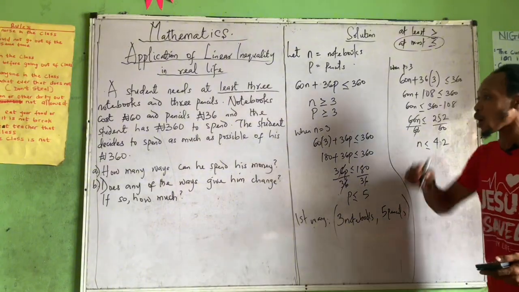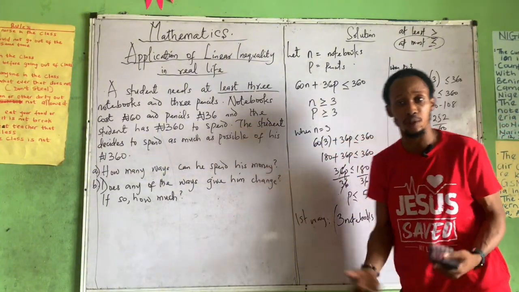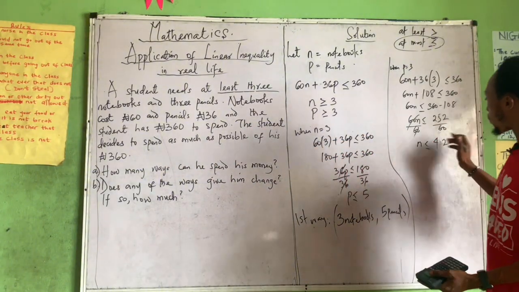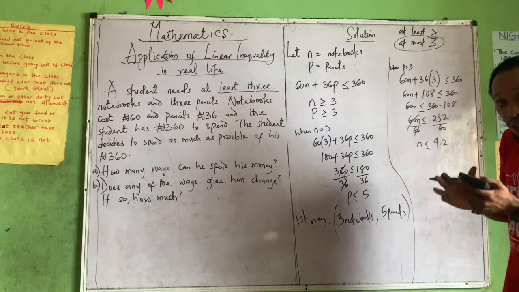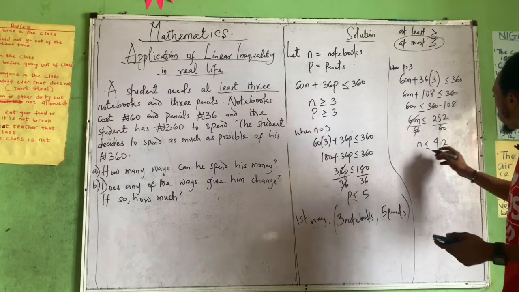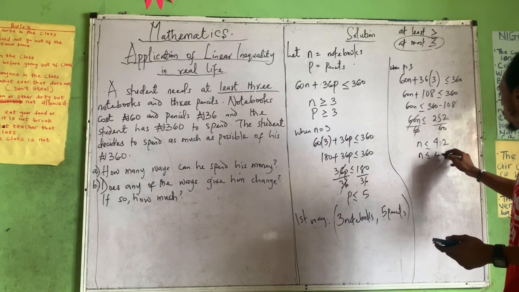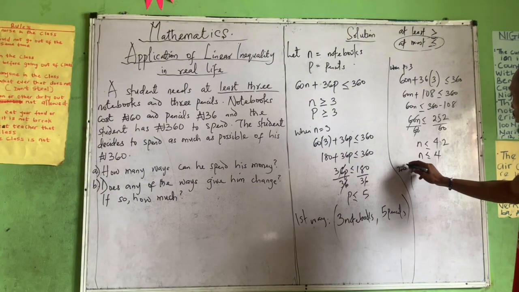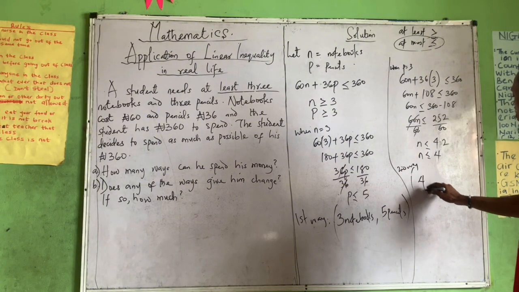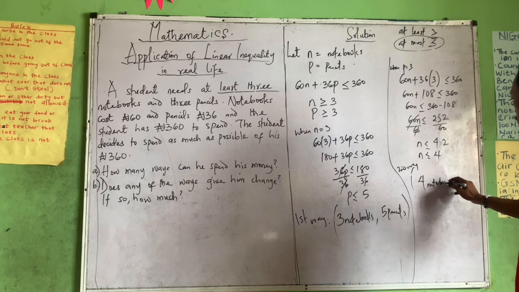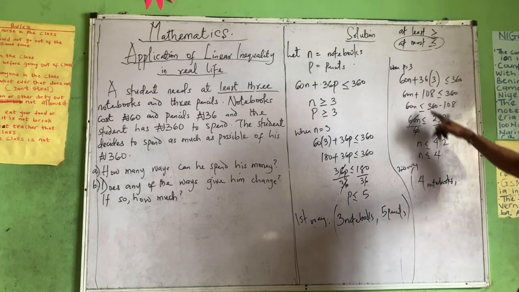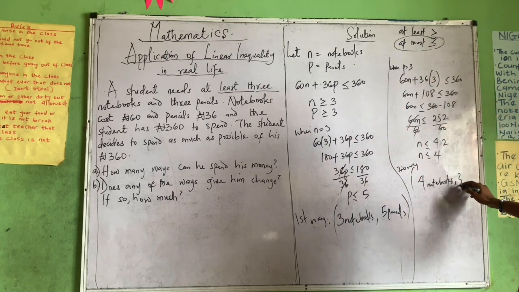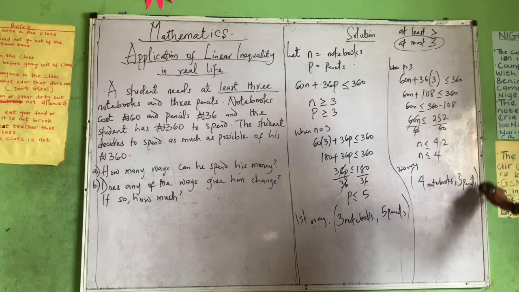But I hope you know that we cannot get 4.2 pencils. There's no such thing as 4.2 pencils, rather it is whole numbers. So the pencils and the notebooks must be whole numbers. So in this case, we can approximate it to the nearest whole number, which is 4. So the second way, you can buy 4 notebooks and 3 pencils.